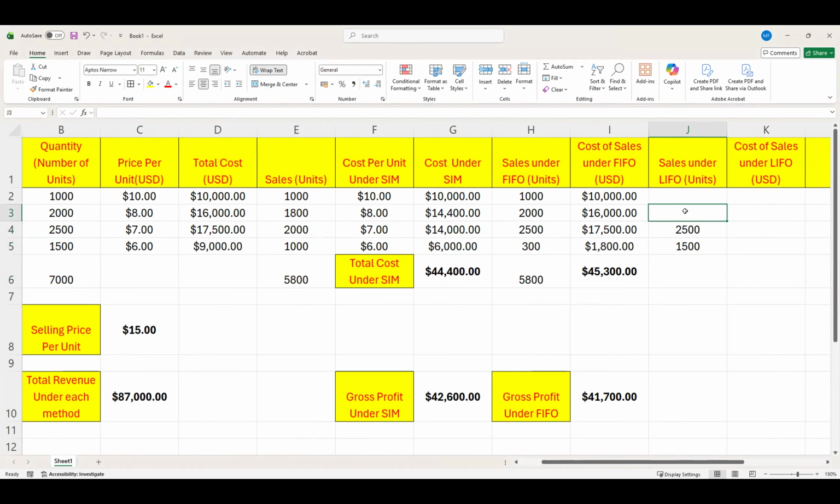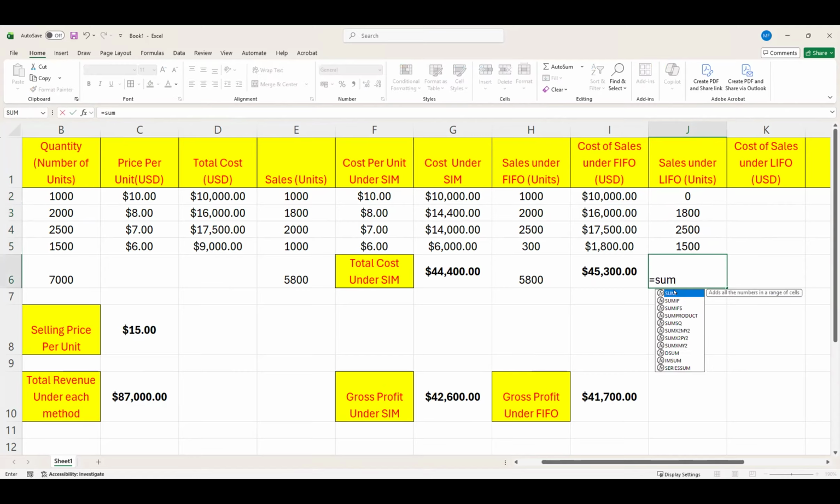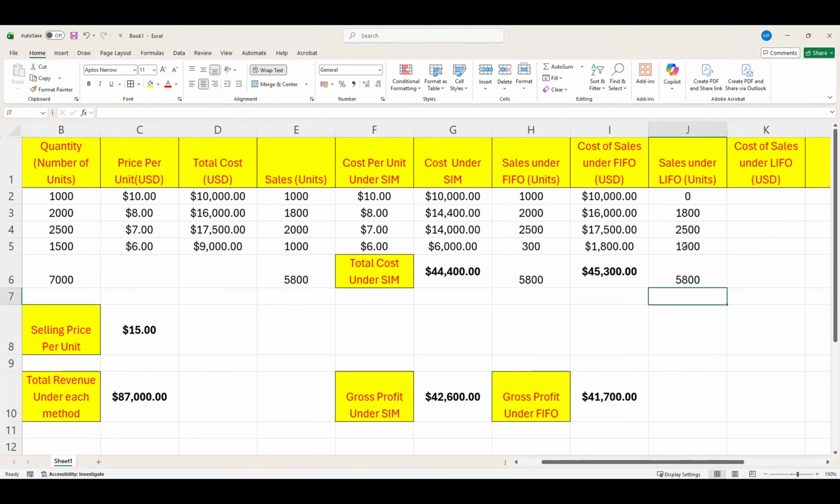You are already at 4000. How many more do you need to sell? Very good, 1800. So now we cannot say equal to B2. I'll have to write 1800 directly. And what about the first batch? Will anything be assumed to be sold from the first batch? No, zero. Very good. So obviously the total number of units sold has to be 5800 without any doubt. So it is still 5800.